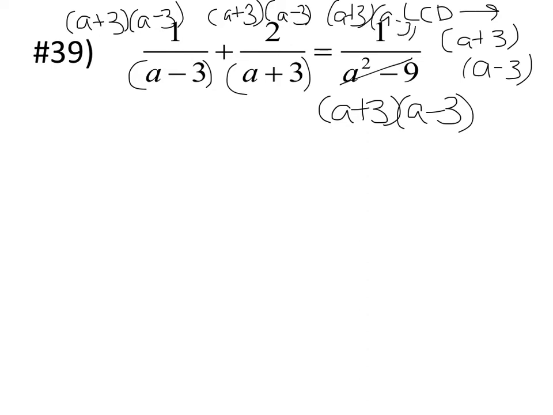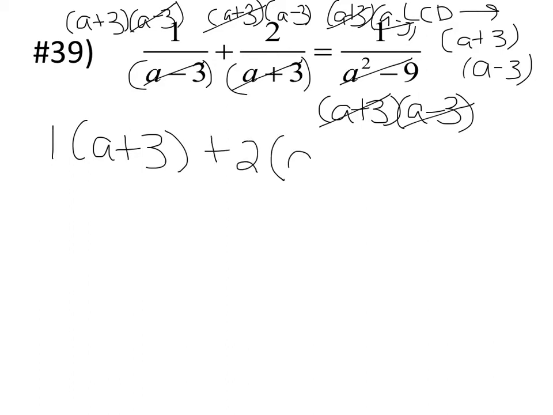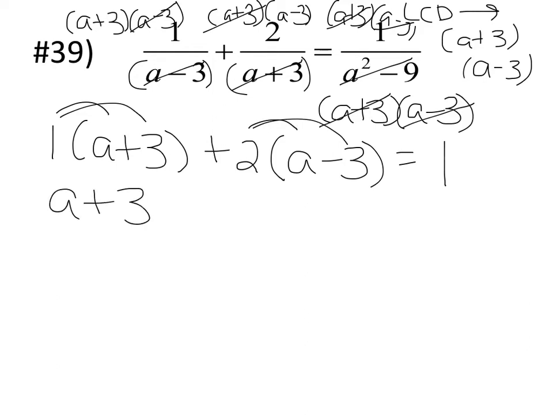All right, see what cancels. Your A minus 3's cancel, your A plus 3's cancel, and in this one, they both cancel. So in the first fraction, all you're left with is 1 times A plus 3, plus, in the second fraction, 2 times A minus 3, and on the other side of the equal sign, you just have 1 left over. So distribute. This ends up just being A plus 3 plus 2A minus 6 equals 1.